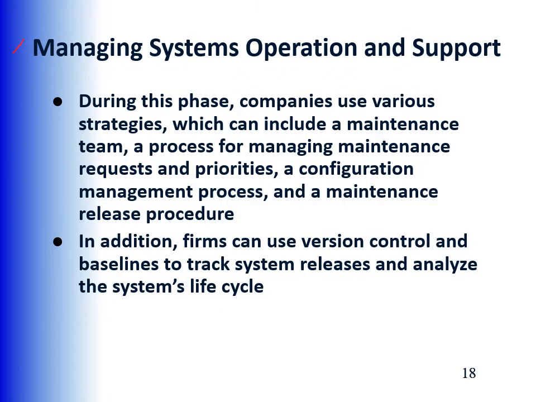Next topic is managing systems operation and support. During this phase, companies use various strategies, which can include a maintenance team, a process for managing maintenance requests and priorities, a configuration management process, and a maintenance release procedure. In addition, firms can use version control and baselines to track system releases and analyze the system's life cycle.